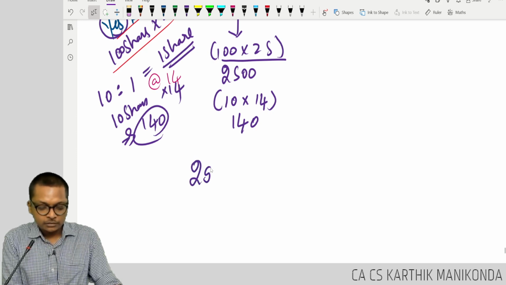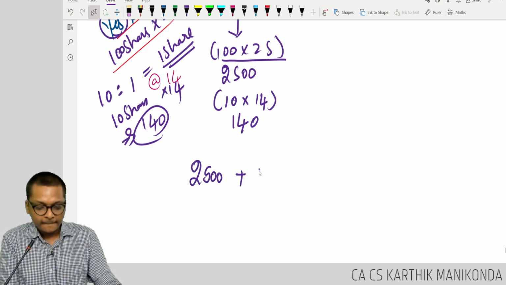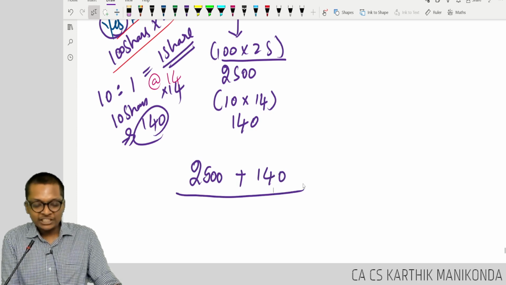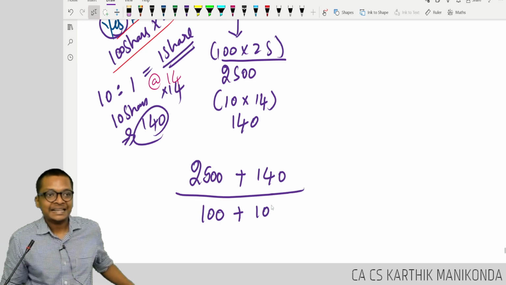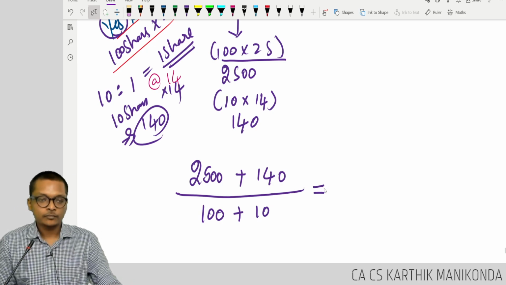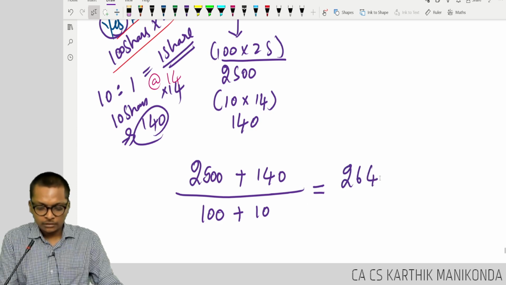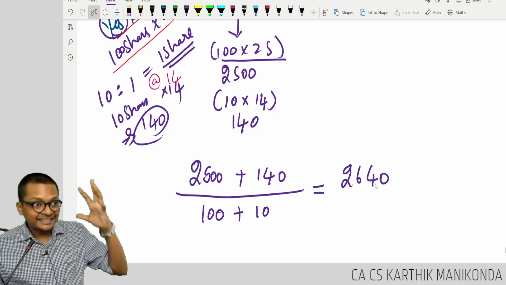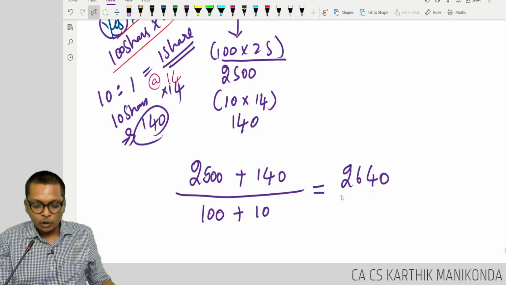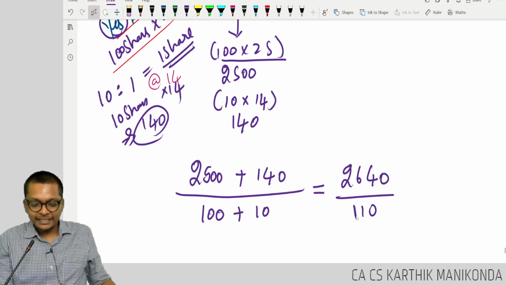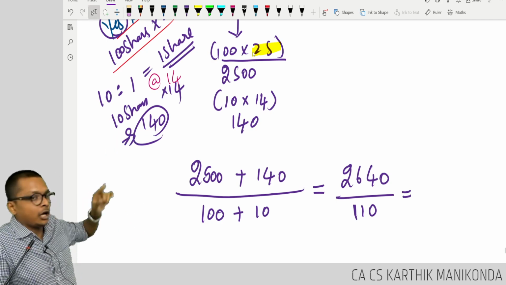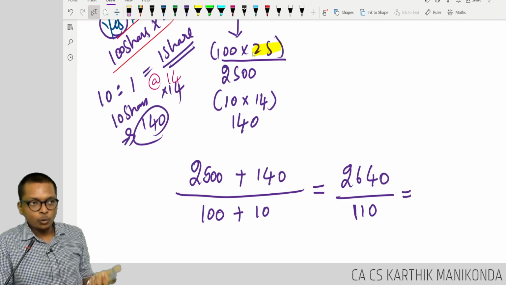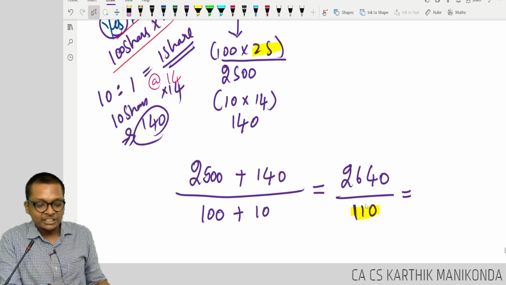First he paid 2,500, then he paid 140. How many shares does he have totally? 100 plus 10. So the total comes to 2,640, the amount he has invested overall for 110 shares. So effectively his share was 25 rupees. He got the offer for 14. So now, on average, all his 110 shares, one share will become how much?